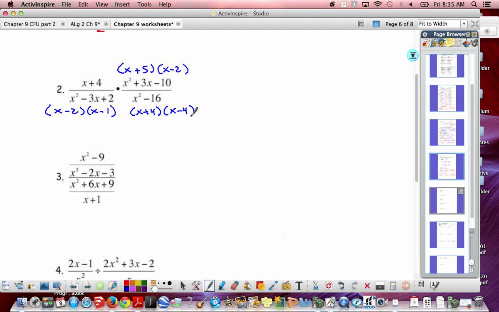So now I can start to see what can cross out. Notice how I have an x plus 4 in the top, x plus 4 in the bottom. Those cross out. X minus 2 cross out. So I've crossed out everything. So I'm left with x plus 5 all over x minus 1 times x minus 4.